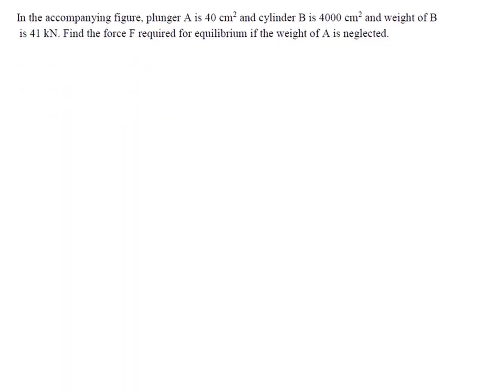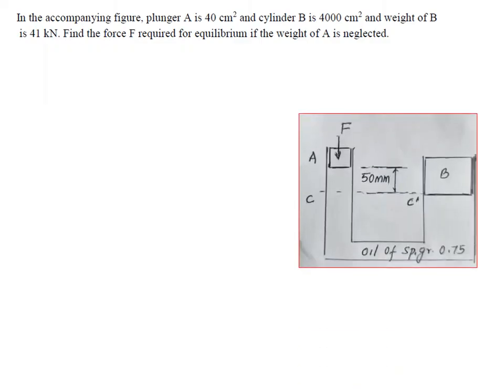Okay, now we are in the accompanying figure. The plunger A is 40 centimeter square, whereas cylinder B is 4000 centimeter square, where weight of B is 41 kilonewtons. Find the force required for the equilibrium if the weight of A is neglected. So now here this is the problem where we have the cylinder, and this is the plunger, where we have to find out what force has to be applied. So we know that it is one horizontal plane here, and the liquid is the same. So pressure at C should be equal to pressure at C dash. So that is what is to be understood.